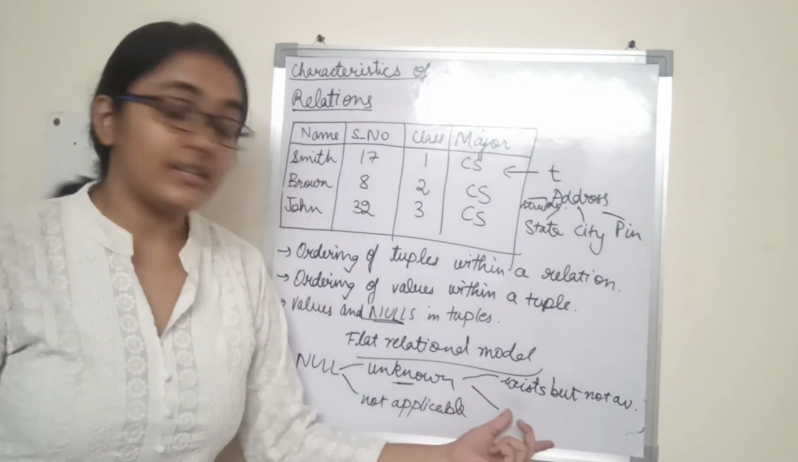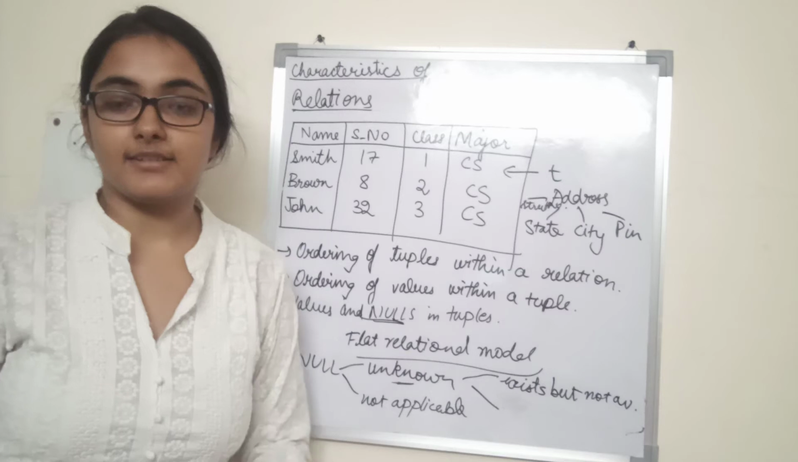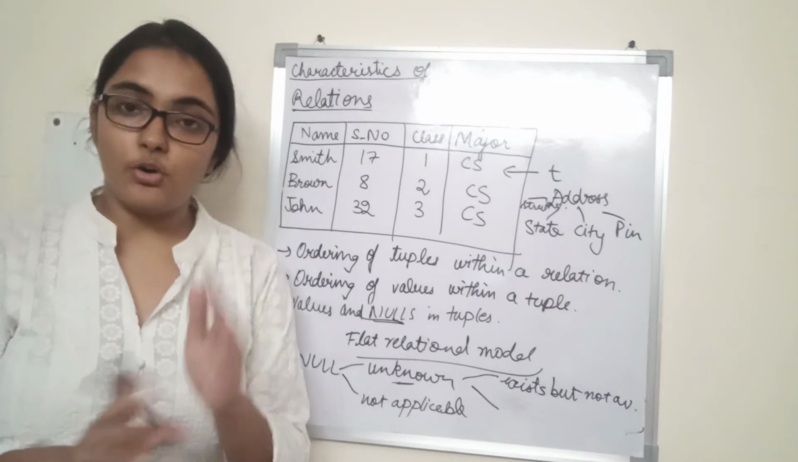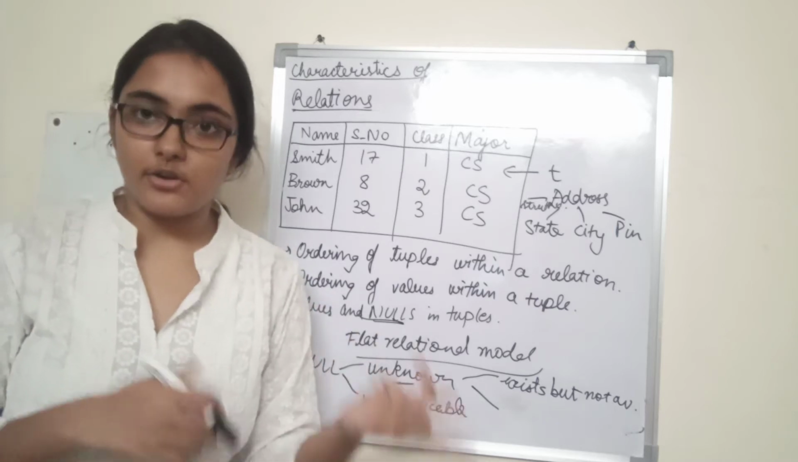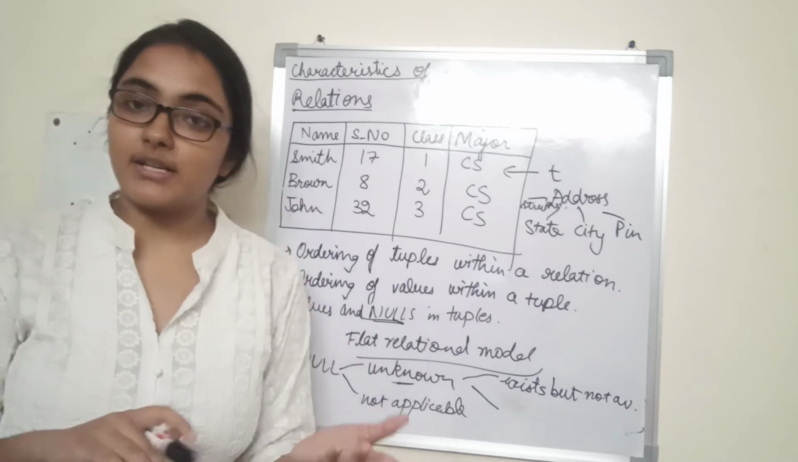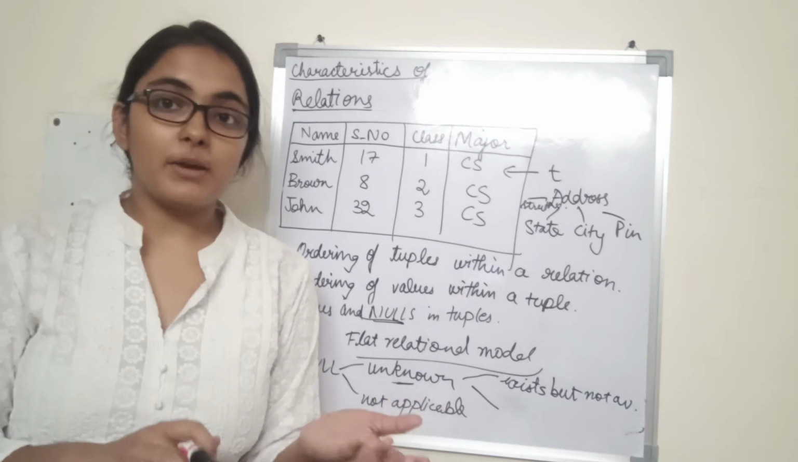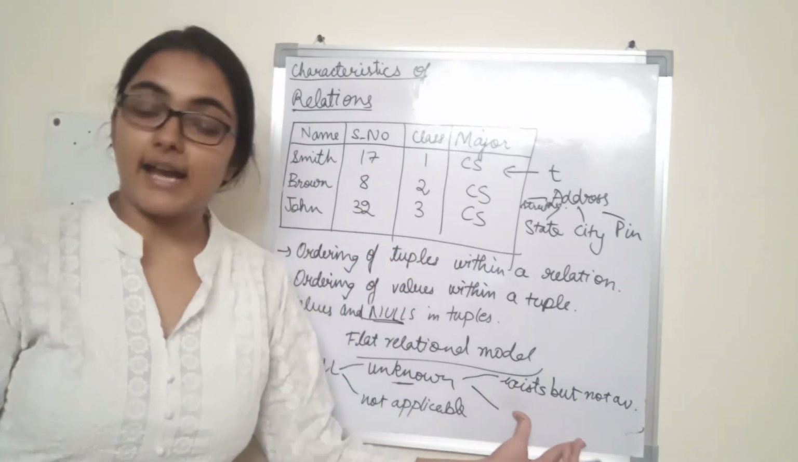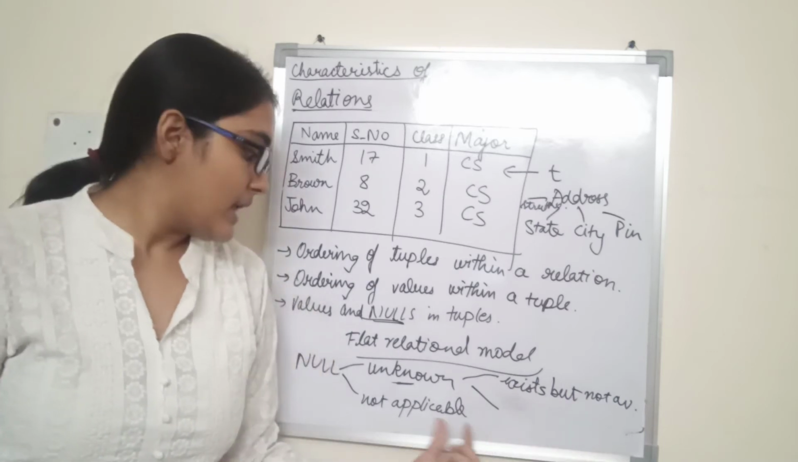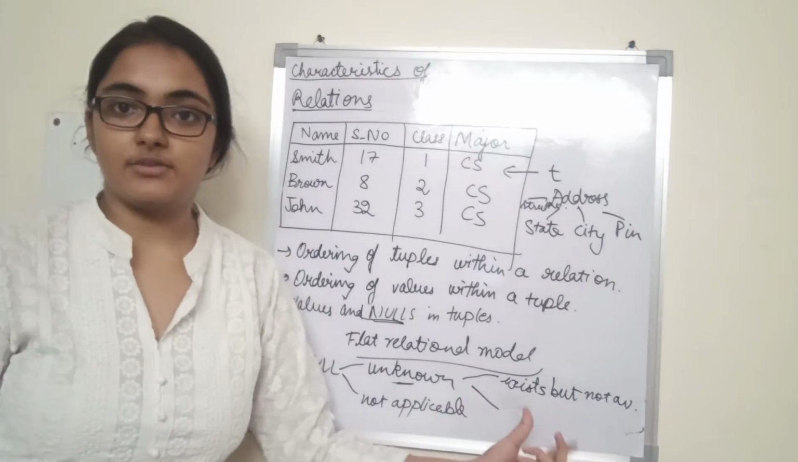And the other one is we do not know whether it exists or not. For example, if the home phone number of a student is given as null, we do not know whether it exists or not. It may be possible that the student does not own a home phone, or it may be that he has a home phone but we do not know its value. So that is the second category of unknown null values.